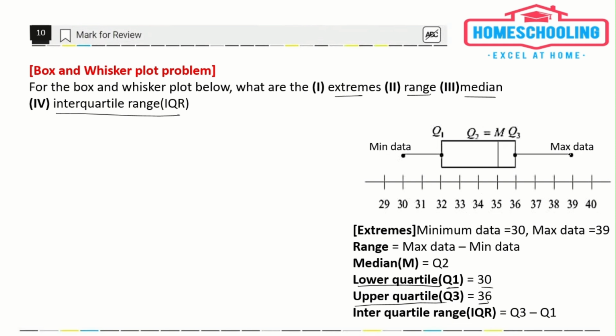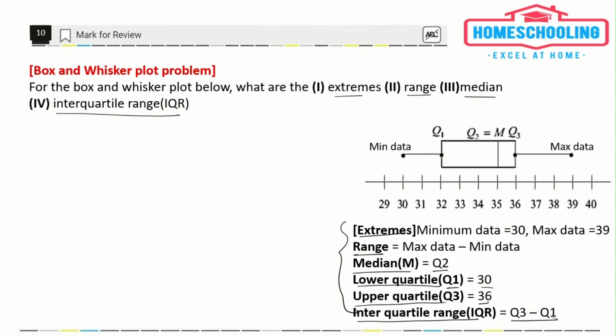This minimum and maximum data are called extremes, and range is maximum data minus minimum data. The line inside the rectangular box is called Q2, or the median. So median is Q2, that is the vertical line in the rectangular box. If you have to find the interquartile range, that is Q3 minus Q1. So these are the formulas, and this is the basics of the box and whisker plot.